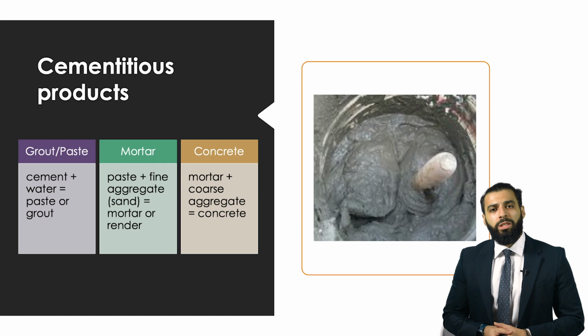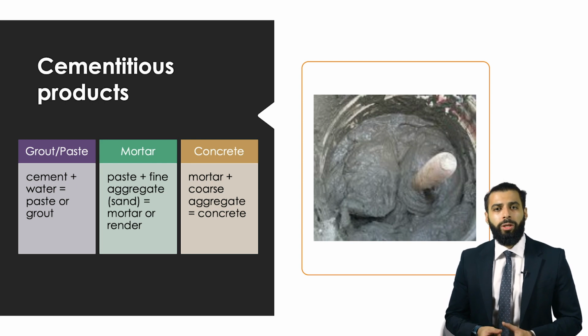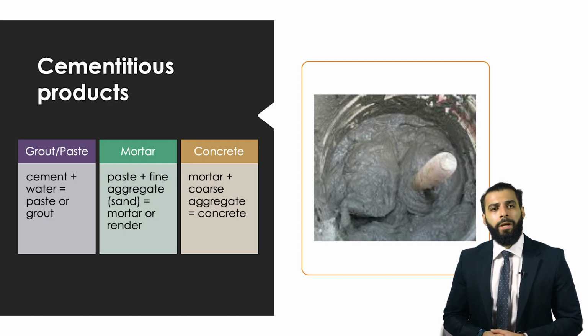In terms of the cementitious products that are common when it comes to cement, the first primary product, if you like, is grout, and that's basically obtained through mixing water with cement. The second product is mortar, and that you obtain by taking the grout and then including fine aggregates and mixing it together. And then finally you have your concrete, and that's produced by mixing the mortar with your coarse aggregates. So the concrete would include cement, water, fine aggregates, and coarse aggregates.